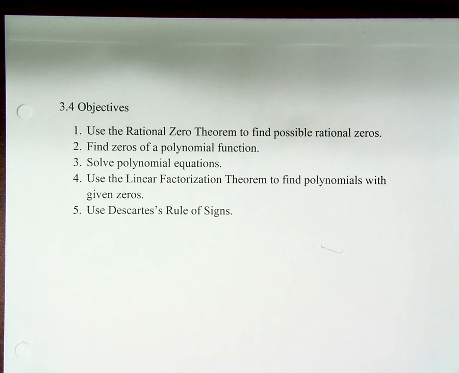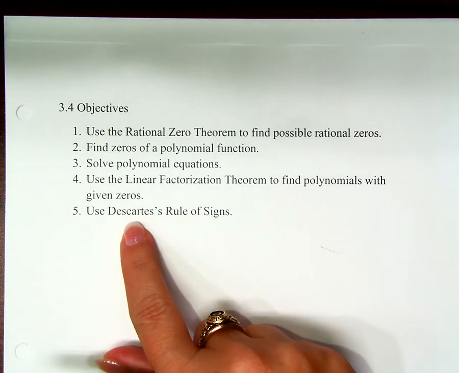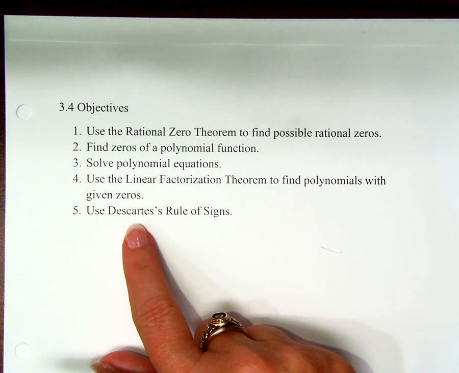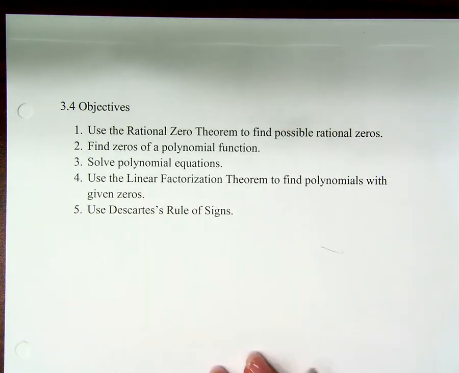Number 3, solve polynomial equations. Number 4, use the linear factorization theorem to find polynomials with given zeros. And then number 5, use Descartes' rule of signs. Okay? Now, you guys have heard of this guy before, whether or not you realize it. Descartes did a whole lot of geometry stuff, and that's why it's called the Cartesian plane after him. Okay, just so you know.